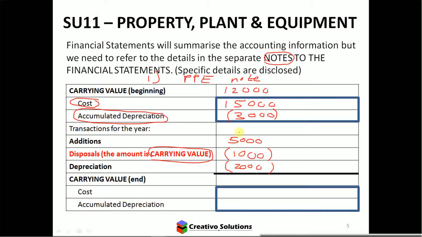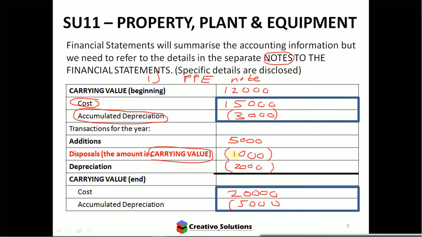Well, the cost. What will the cost, or would the cost change? No. Yes, it would, because I bought more. So what's 15 plus 5? Okay, 20. Okay, so the 20,000 is how much do you have? I started with 15, I bought an extra 5 gives me 20. Okay. Accumulated depreciation. It's this 3,000 plus the 2,000, correct, which would be the 5,000.